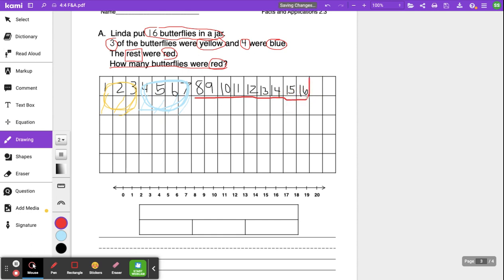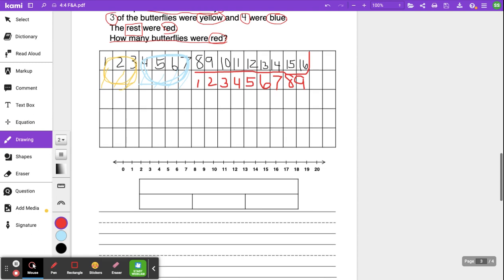But here, I need to count these because I have the numbers 8 through 16. I need to count how many that is. So I'm going to put down numbers here and count them. 1, 2, 3, 4, 5, 6, 7, 8, 9. How many were the red butterflies? 9. There are 9 red butterflies.